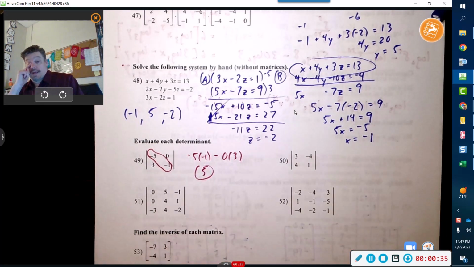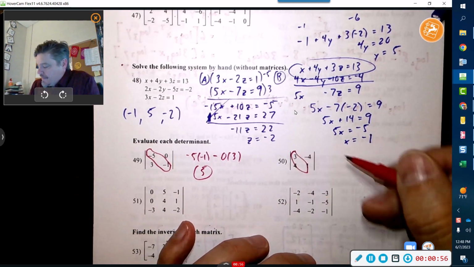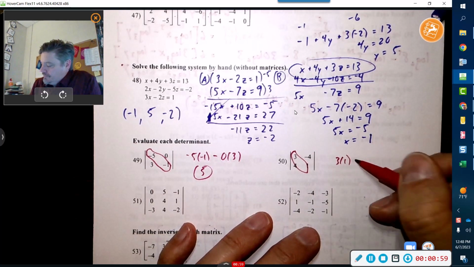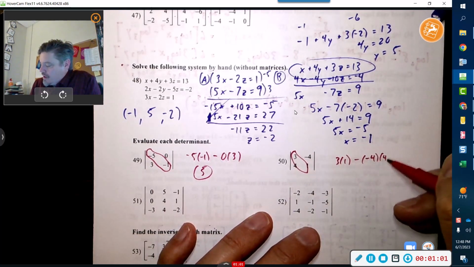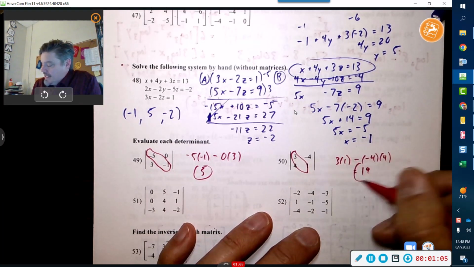inverse. So a determinant is important, not only for whether or not you're ready to solve a system or a matrix equation, but it has lots of uses farther down the road, with things like vectors and stuff like that. So just enjoy it. It's easy. Find a determinant, no biggie. 3 times 1 minus negative 4 times 4. That will be 3 plus 16, so that is going to be 19.